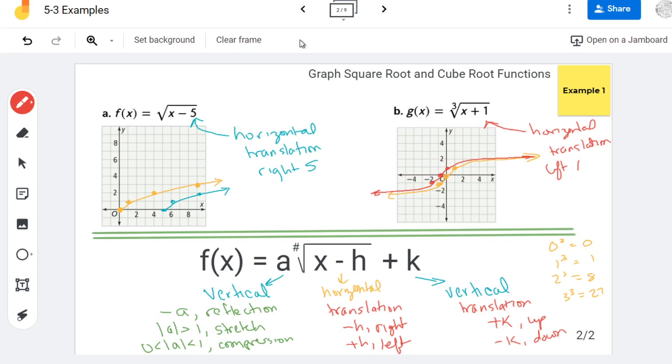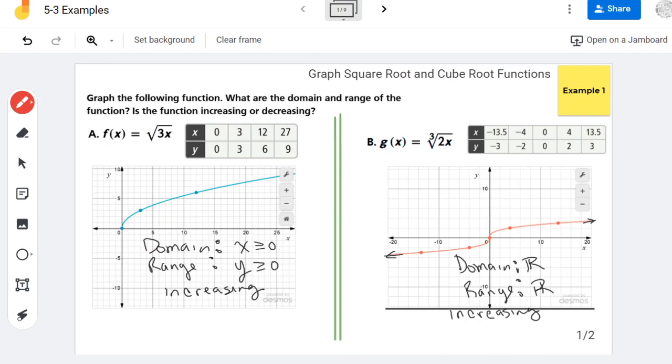So there we have it. That's how you graph the parent function and some of our transformations on square root and cube root functions. Until next time.